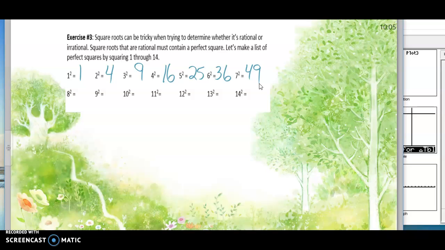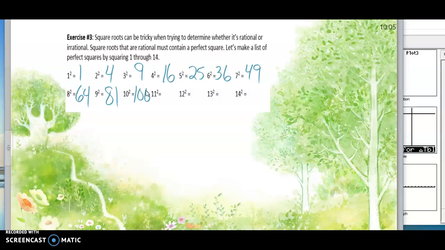7 times 7, 49. We keep going up the ladder. 8 times 8, 64. 9 times 9, 81. 10 times 10 is 100. And that's usually what students have memorized. But let's kind of push the limits here.